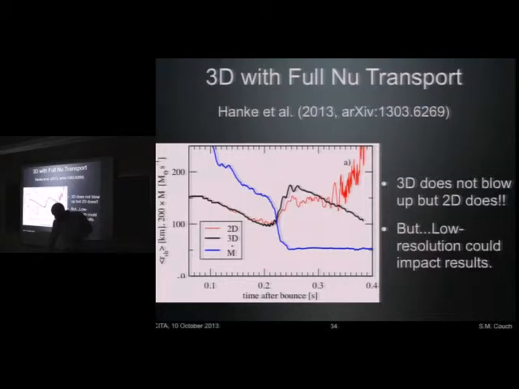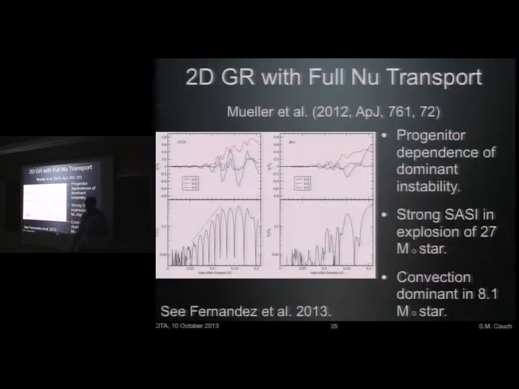So I think it's starting to converge on the solution that 2D is artificially easy to blow up as compared to 3D, which is important. It means we've got to do this in 3D. So the other question I mentioned, what's the dominant instability in these simulations? Is it SASE or is it neutrino-driven convection?